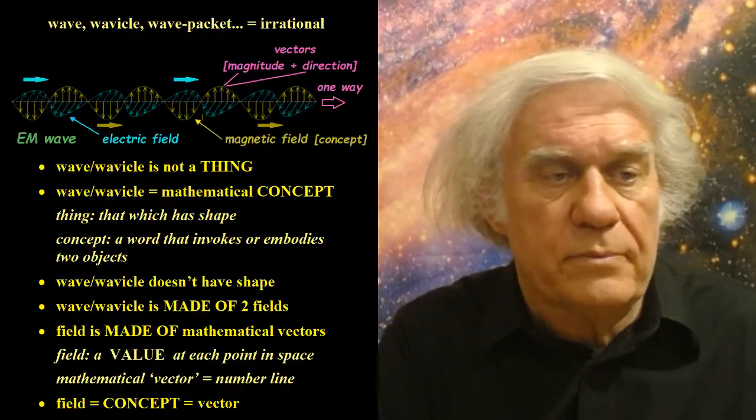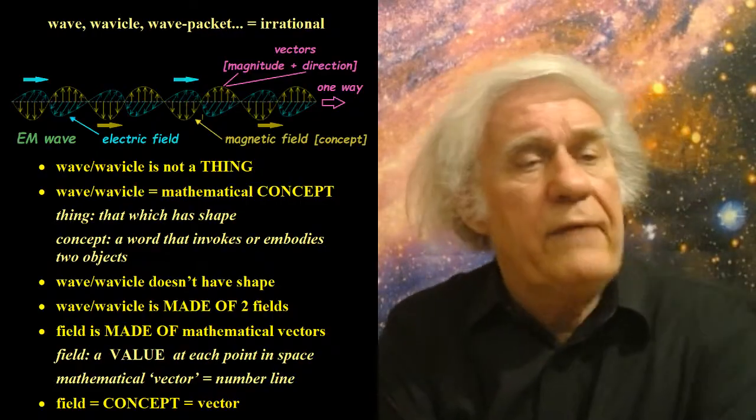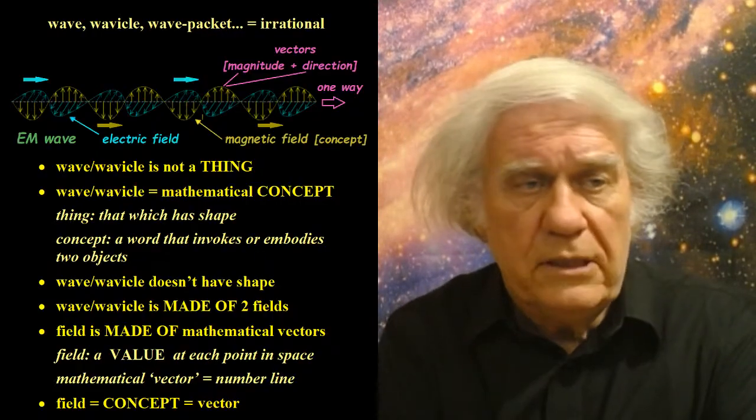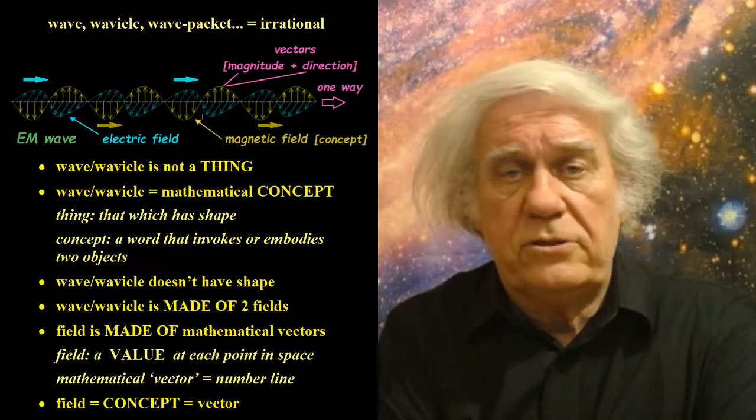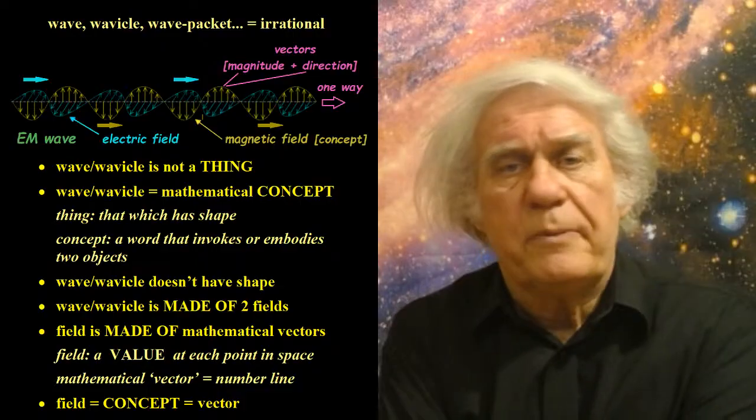But what's the problem with the wave? If there is no such thing as wave, why is it an irrational proposal? Because that's what it is. It's an irrational proposal. And there you see it. Wave is made out of what? Vectors. Actually two fields. What's a field? You see it there at the bottom. It's a value at each point in space.